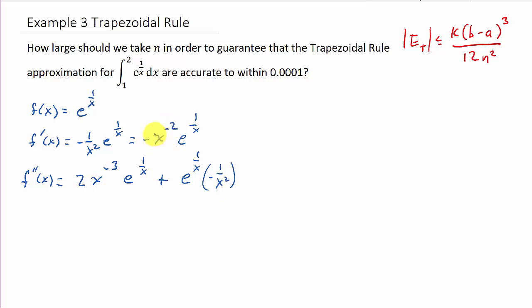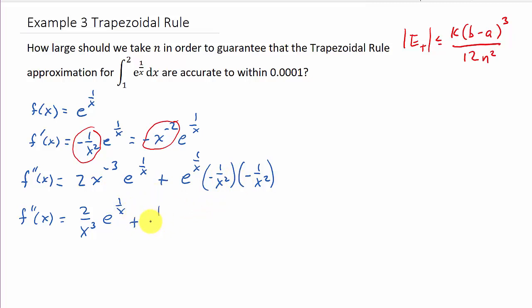And I'm going to go ahead and rewrite the first function in this form, so that's negative 1 over x squared. See, this is the first function here. Instead of writing the first function like this, I wrote it like this. That's all. Alright, so now let's clean this up a little bit. That's going to be f double prime of x is equal to 2 over x cubed times e to the 1 over x, and then a negative and a negative make a positive, so that's going to stay plus, and that's 1 over x squared times e to the 1 over x.